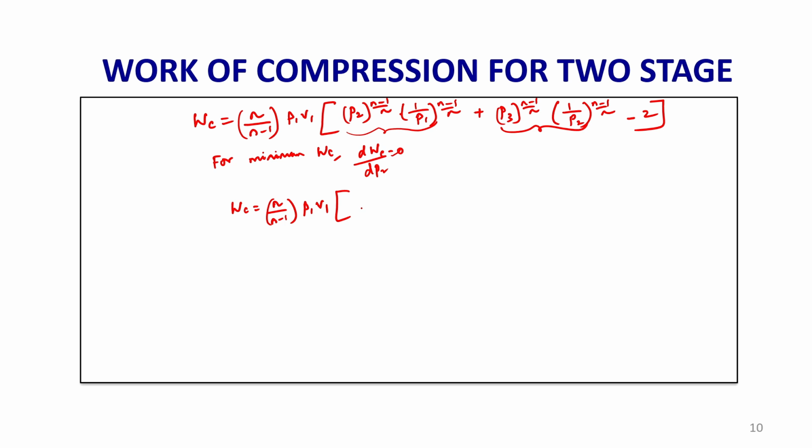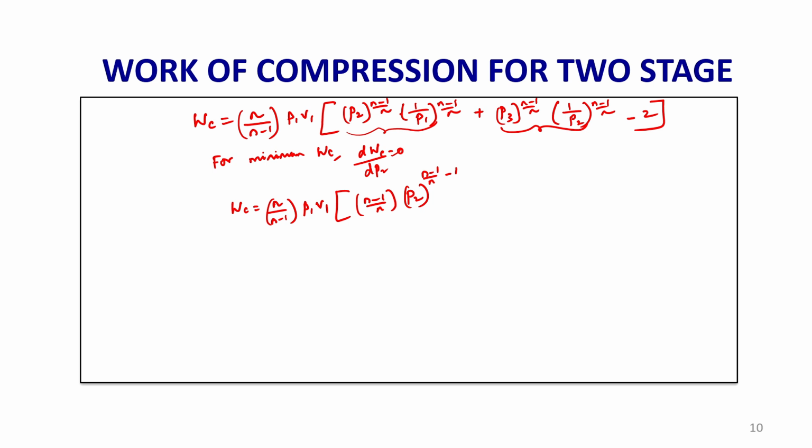Okay. So, we have to differentiate with respect to P2. Here we have P2 to the power n minus 1 by n. When we differentiate it, we get n minus 1 by n into P2, the whole power of n minus 1 by n minus 1, like x square is 2 into x power 2 minus 1. So, that is a very basic differentiation.